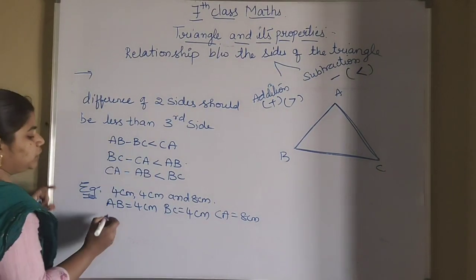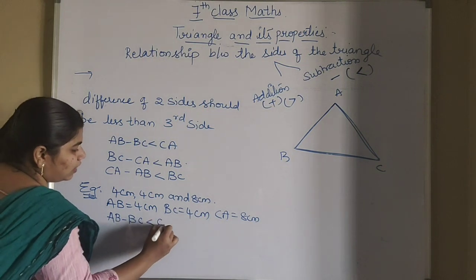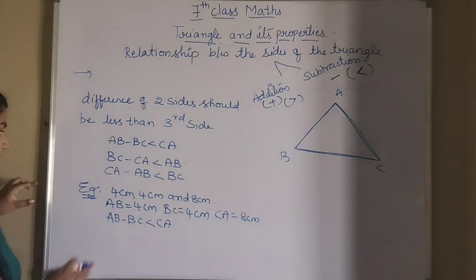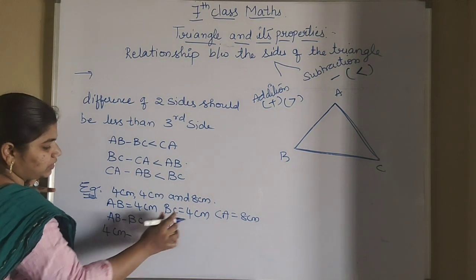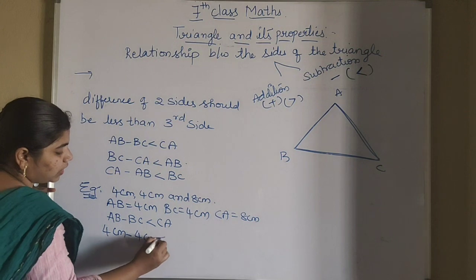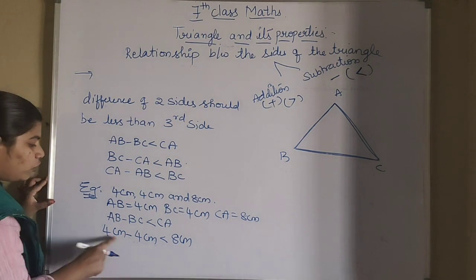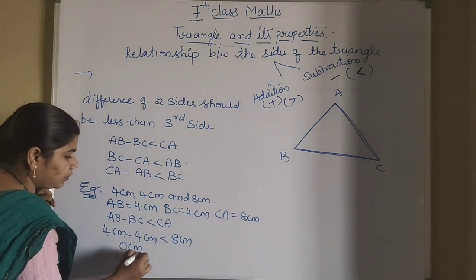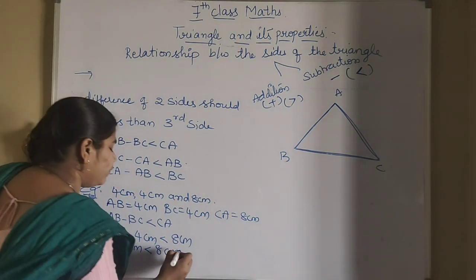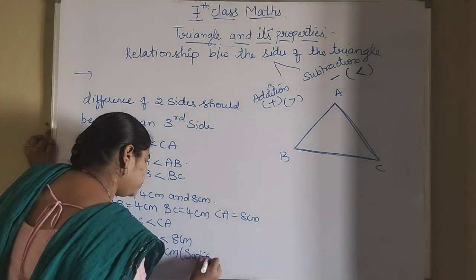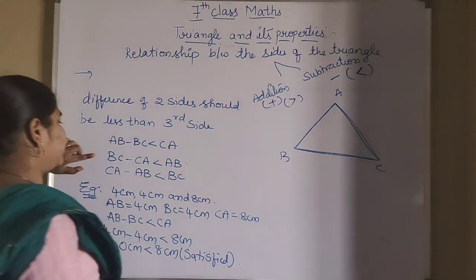So what is the first condition here? AB minus BC should be less than CA. What is the AB value? The AB value is 4 centimeters minus BC, which is also 4 centimeters, is less than the CA value, 8 centimeters. So 4 minus 4 is 0 centimeters, which is less than 8 centimeters. 0 is less than 8. Already we know, so that is satisfied. Okay, next condition we will check.